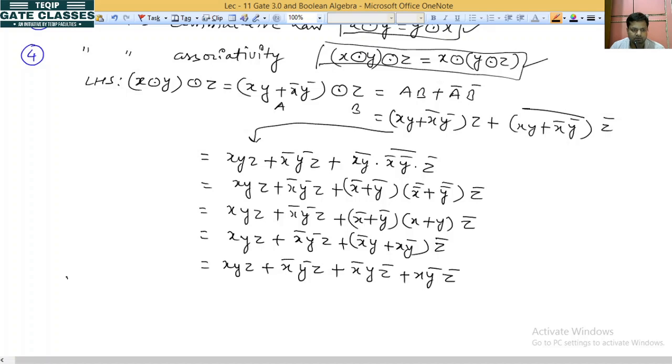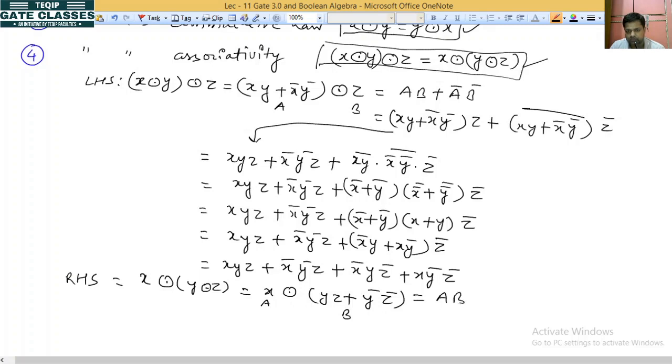Okay now left hand side. Now I want to solve RHS, it will be x XNOR y XNOR z. So what will be the value? x XNOR, it is yz plus y bar z bar. So it can be written as, again it is a, it is b, so it will be ab plus a bar b bar. So you can write it here. So a means x, b means yz plus y bar z bar.